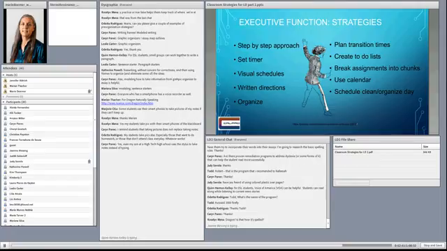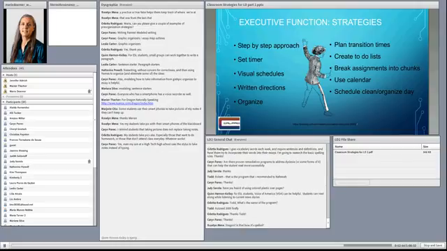For people with executive function problems, creating to-do lists, breaking down assignments into chunks, and really for them not to take on more than 1 or 2 items. Using a calendar and scheduling a clean or organized day. I think I said that.